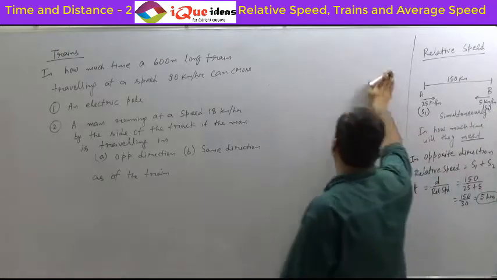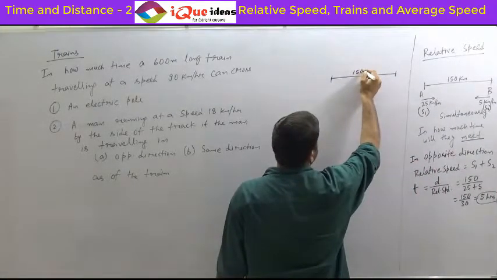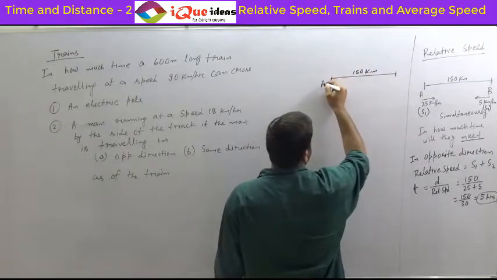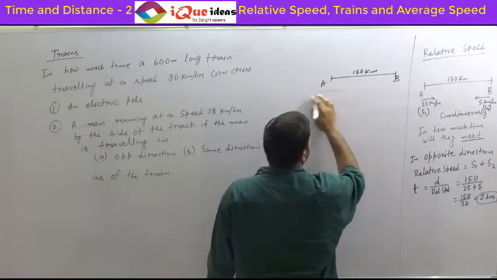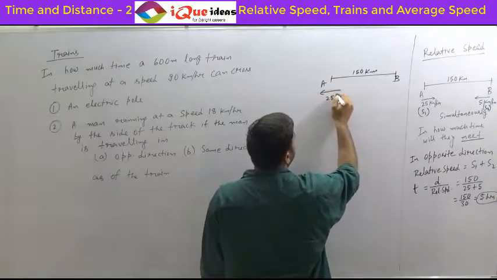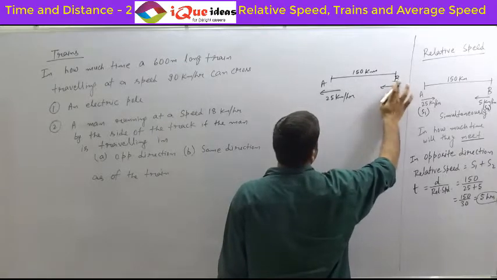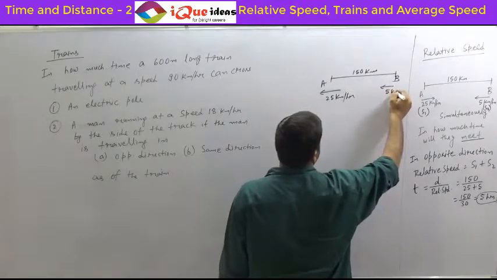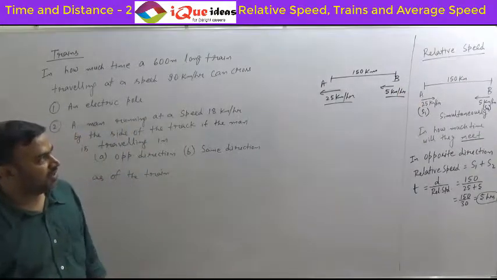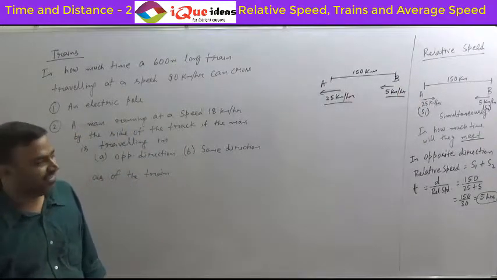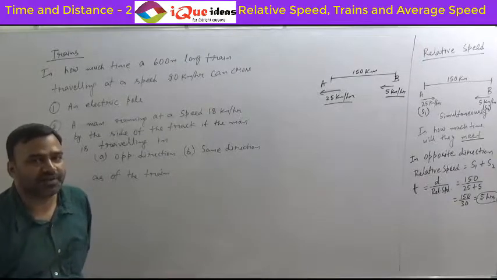Similarly, we'll take another case of same direction, same situation, 150 kilometers. Suppose this is A, this is B. A person starts from here in this direction at a speed of 25 kilometers per hour, and another person from this point in this direction at a speed of 5 kilometers per hour. Now when will they meet? Some of you can calculate like this: same direction, so subtract 25 minus 5, that is 20. So 150 by 20, that is 7.5 hours.